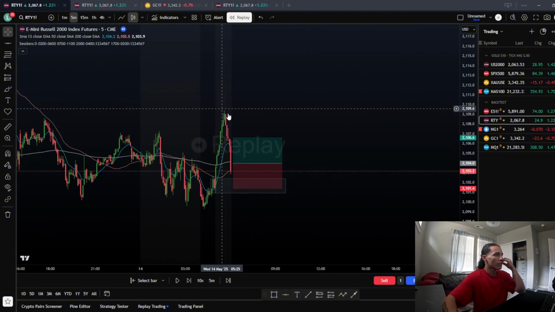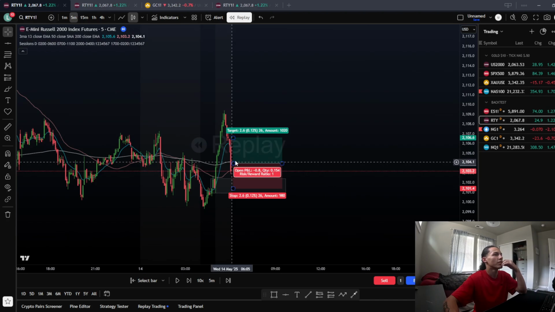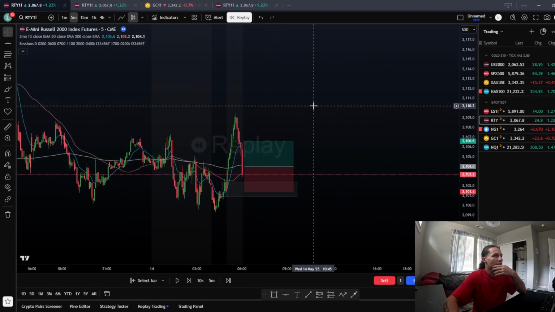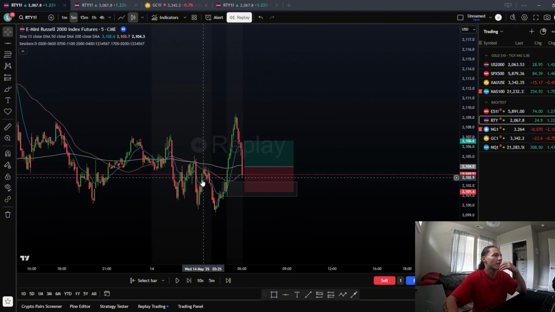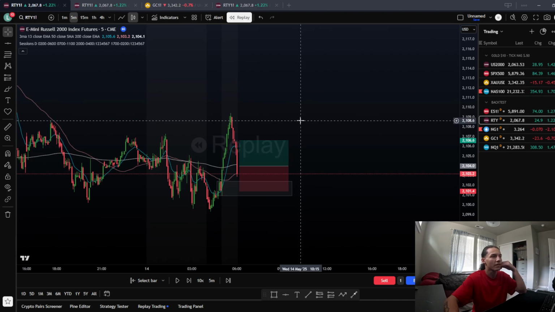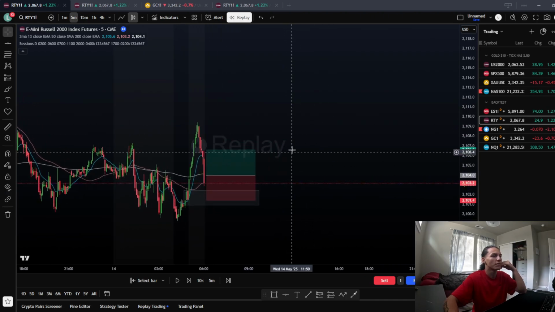Looking at the setup, we already know EMAs are in the middle. EMAs are irrelevant here because it's just chopped. You can already see it's choppy. It's not that clear of a trend here, and supply and demand is a trending strategy.